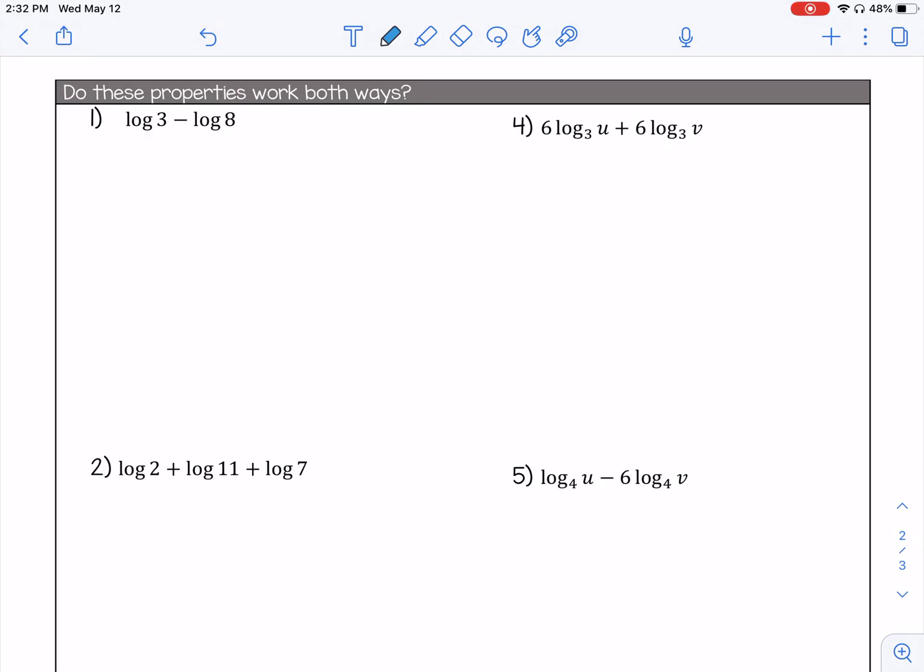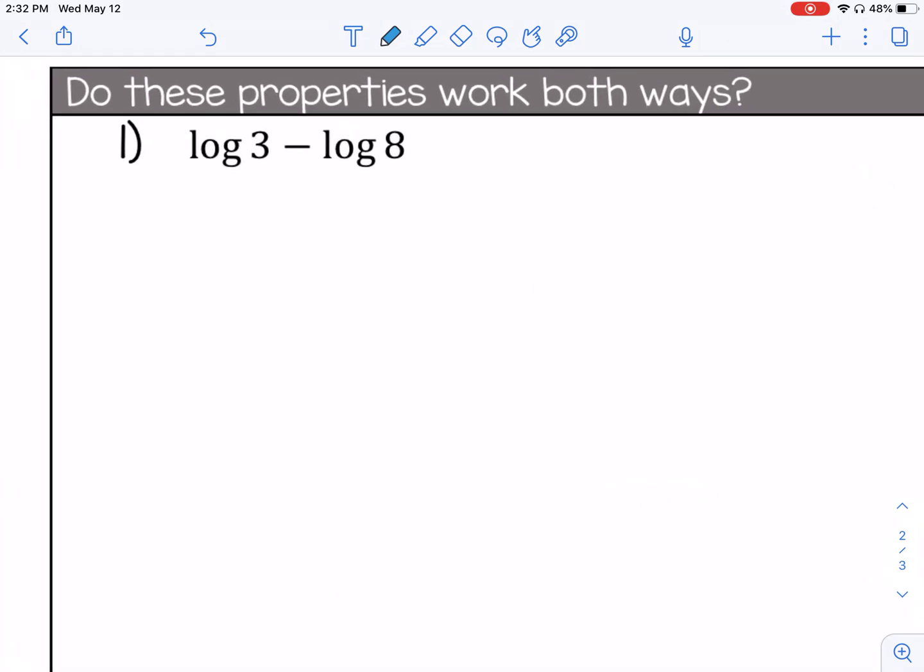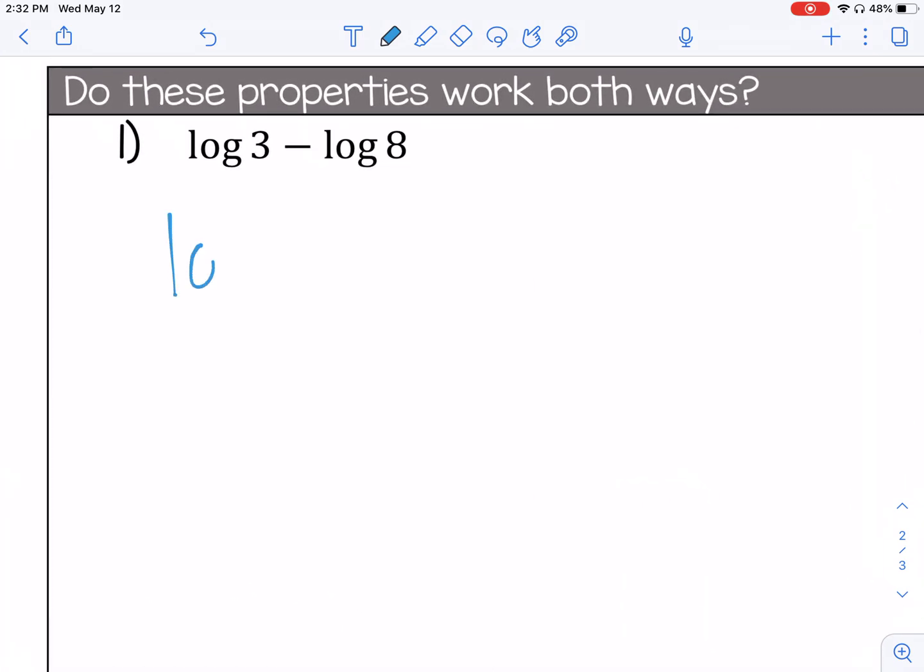Now, the question is, do the properties work both ways? Well, the answer is yeah, they do. Right? If we have two logs being subtracted, how can I condense this? Well, when two things are being subtracted, I know that that's a division. So the log of this first one, 3, divided by the second one.